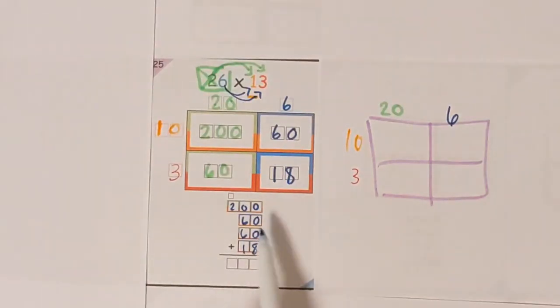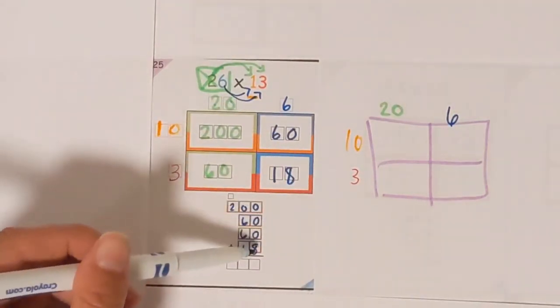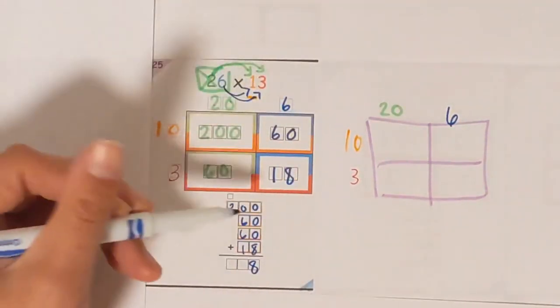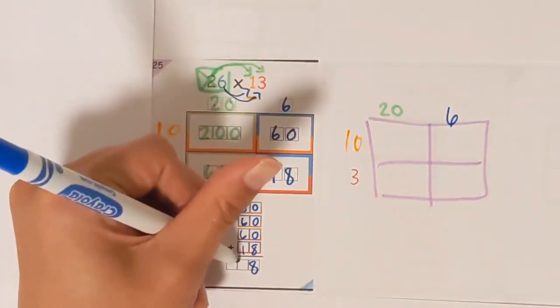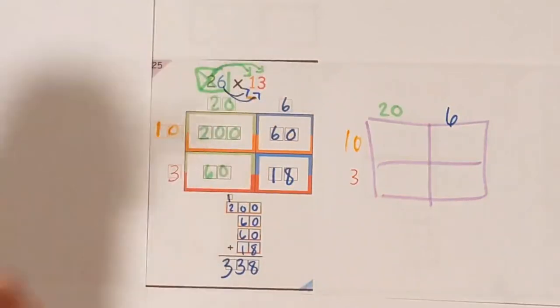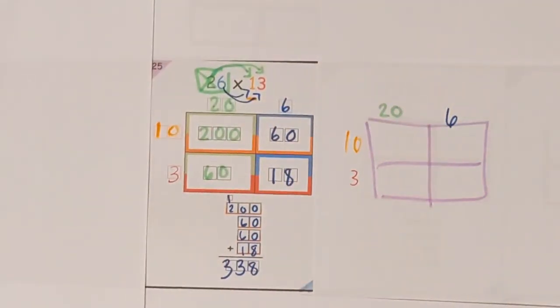And then we add from right to left. 0 plus 0 plus 0 plus 8 is 8. 6 plus 6 plus 1 is 13. Carry the 1. And 1 plus 2 is 3. So we got 338.